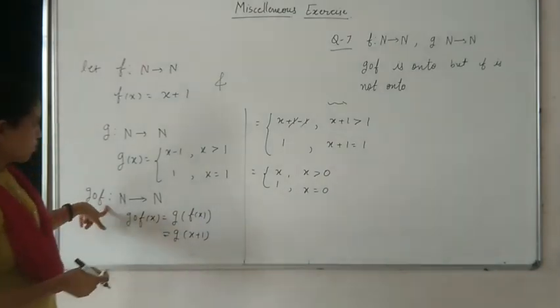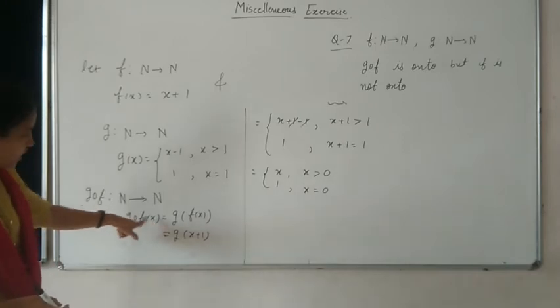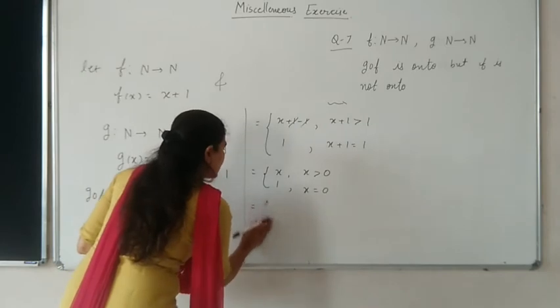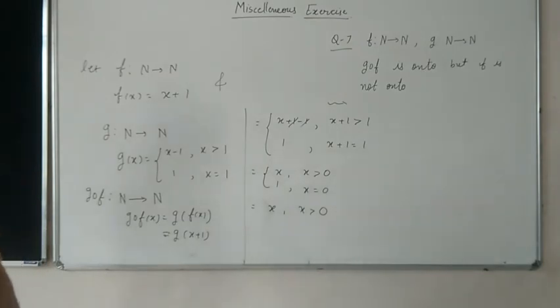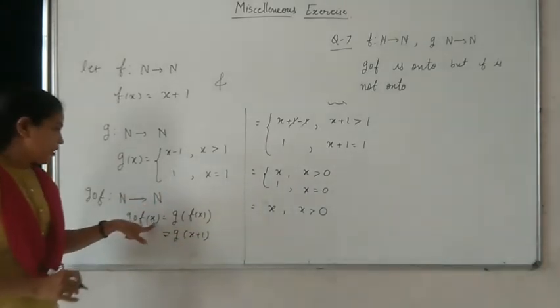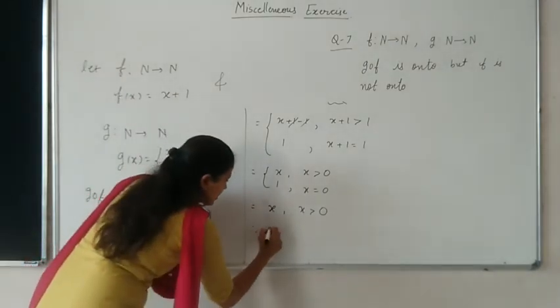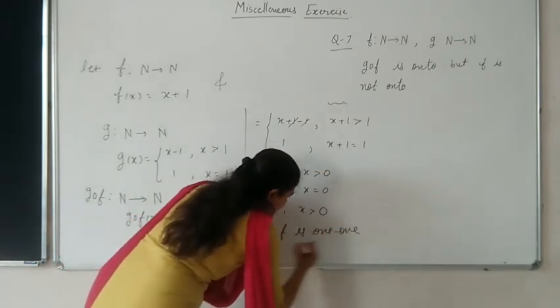But as our composition is defined from N to N, there is no such 0 in our natural numbers. So this function is x whenever x is greater than 0. So here this is the composition, and now we know that g composition f of x is equal to x, it is an identity function. So therefore, g composition f is onto.